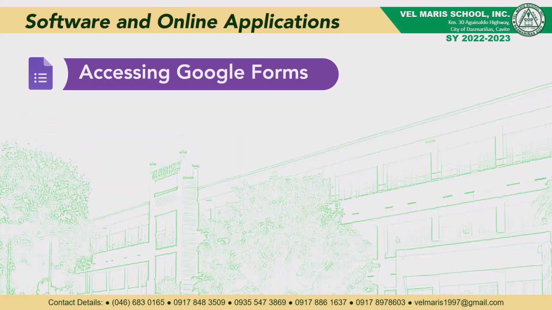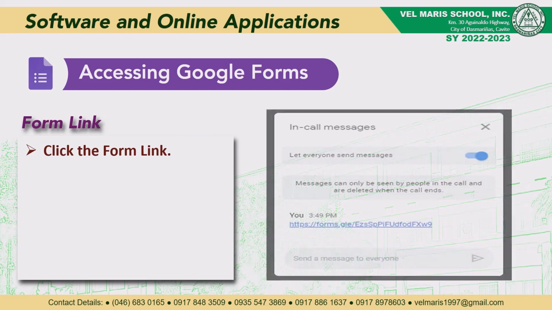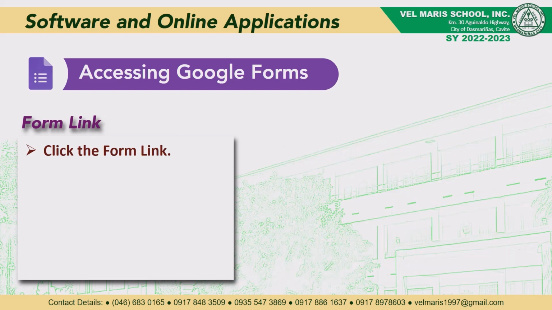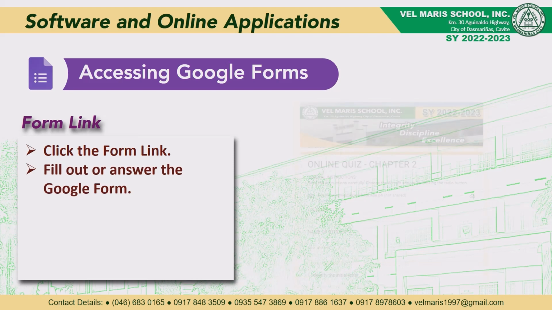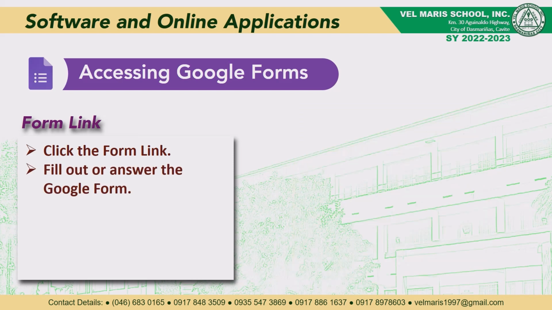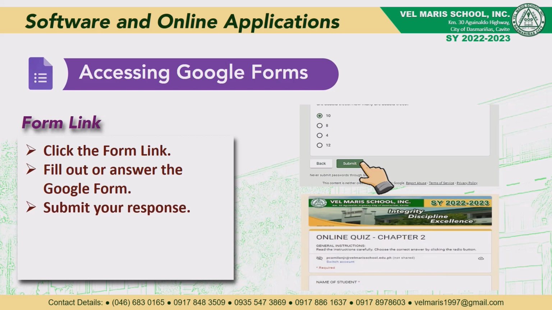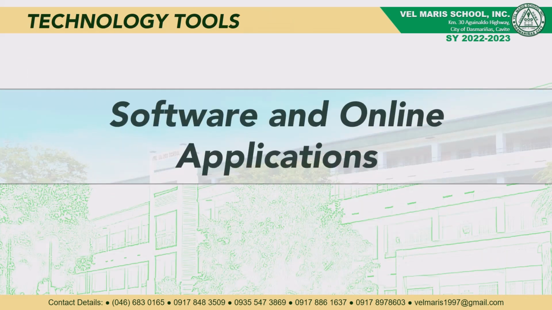You may also access the Google Form through a form link. First, click the form link. Then, fill out or answer the Google Form. After you answer all the items, submit your response. And those are the software and online applications for synchronous and asynchronous online learning.